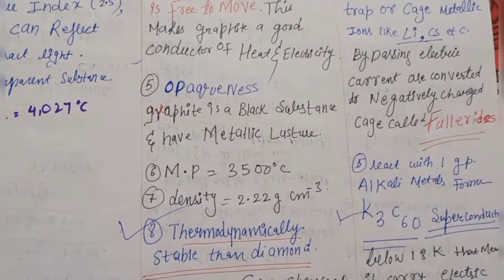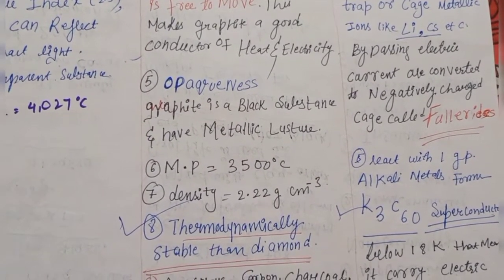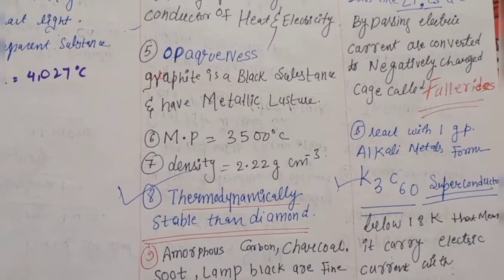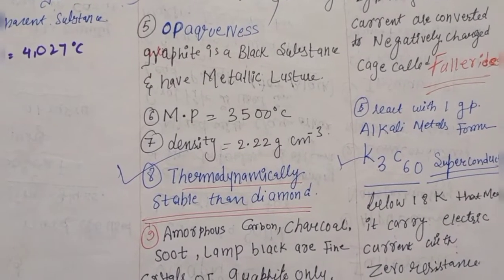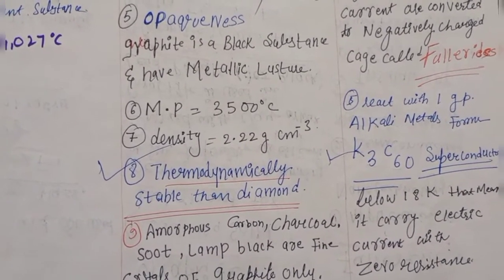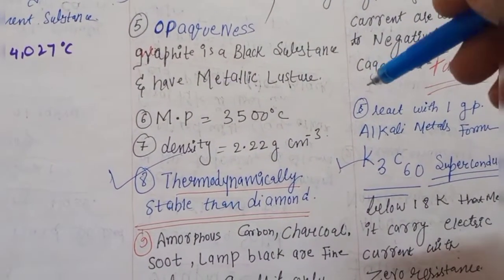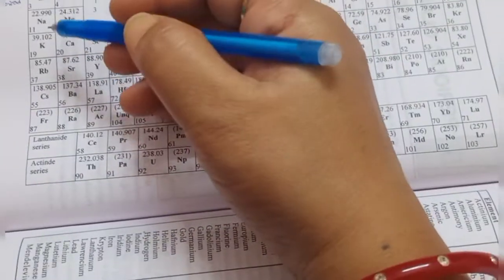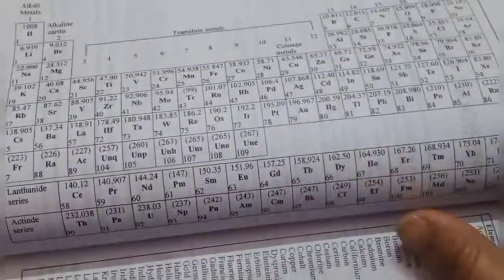So by passing the electric current, we can convert them to the negatively charged cage called fullerides, and they can react with the group first elements to form the superconductors. What are the group first elements? We know them: lithium, sodium, potassium, rubidium, cesium, francium.